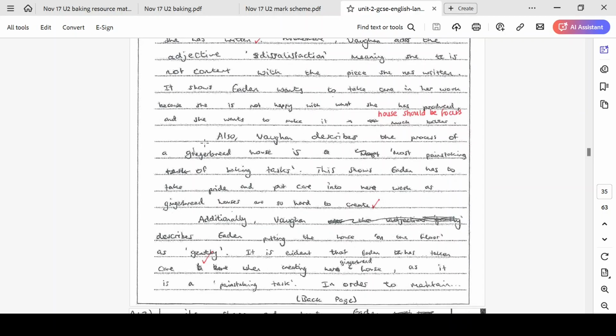Gets a tick here. Also, Vaughan describes the process of a gingerbread house, his most painstaking of baking tasks. So again, quite a short quote, which is good. This shows Eden has to take pride and put care into the work, as gingerbread houses are so hard to create. Yeah, I would have just highlighted the word painstaking. I'd have zoomed in on it and said the word painstaking suggests that great care has been taken, almost to the extent that it causes pain, whether that's mental or emotional pain.